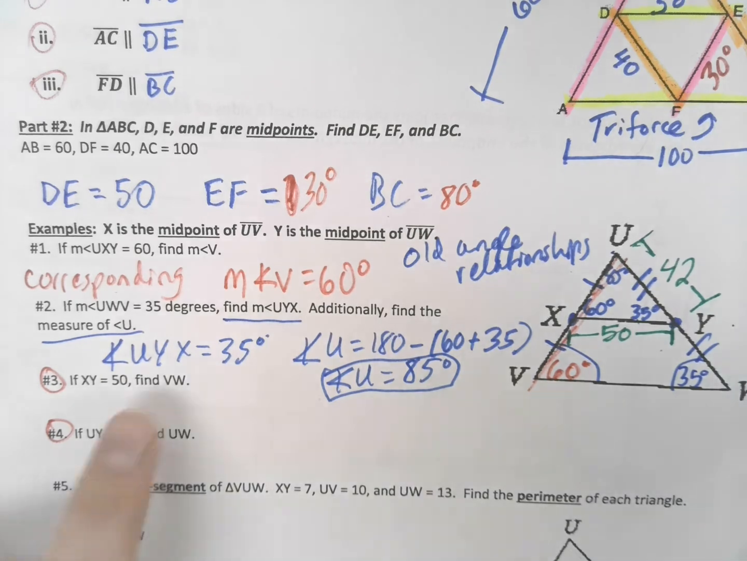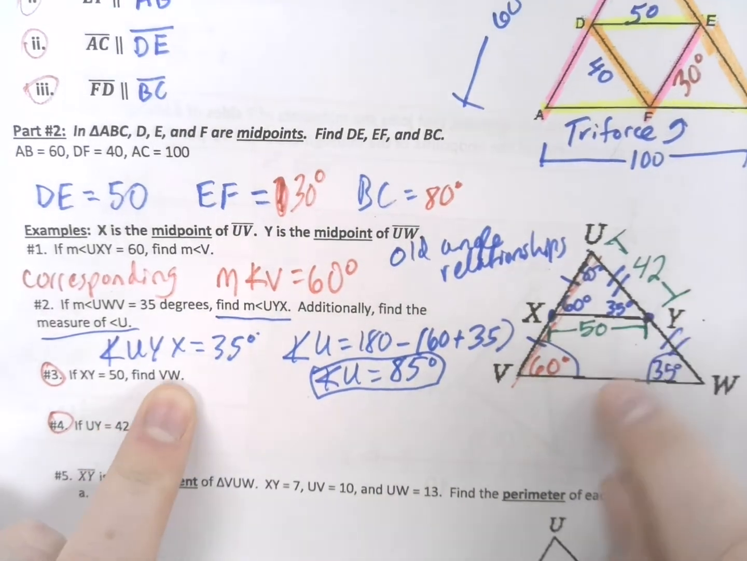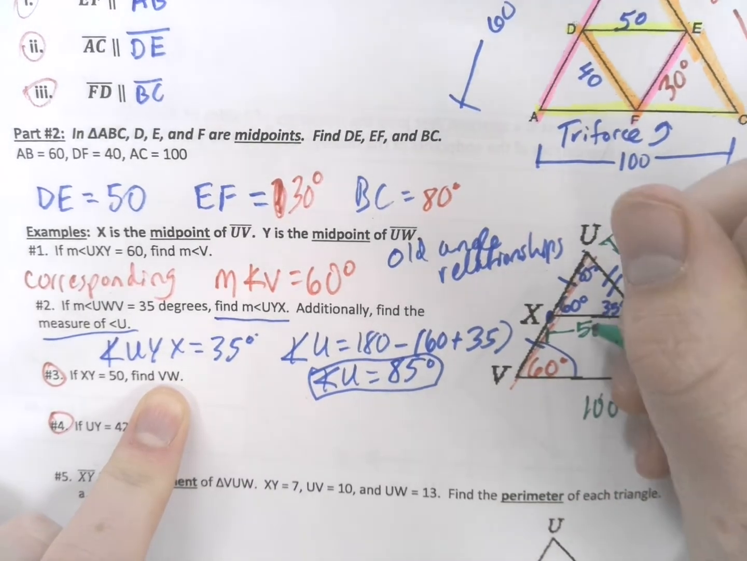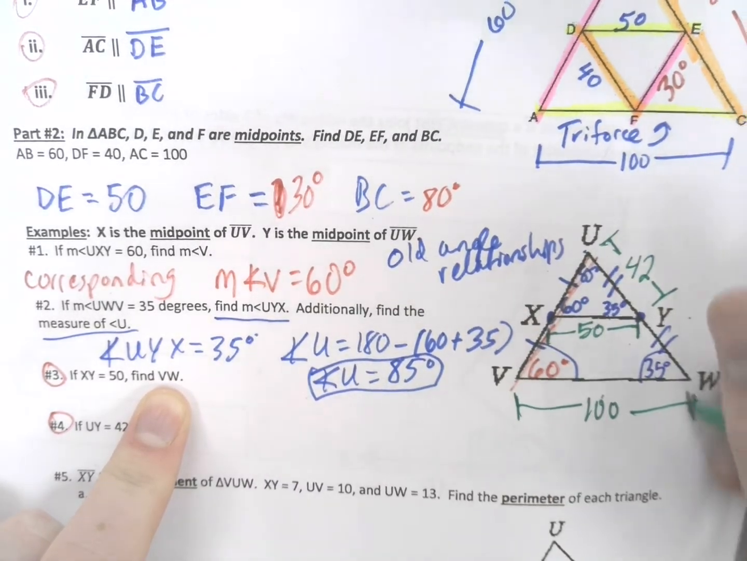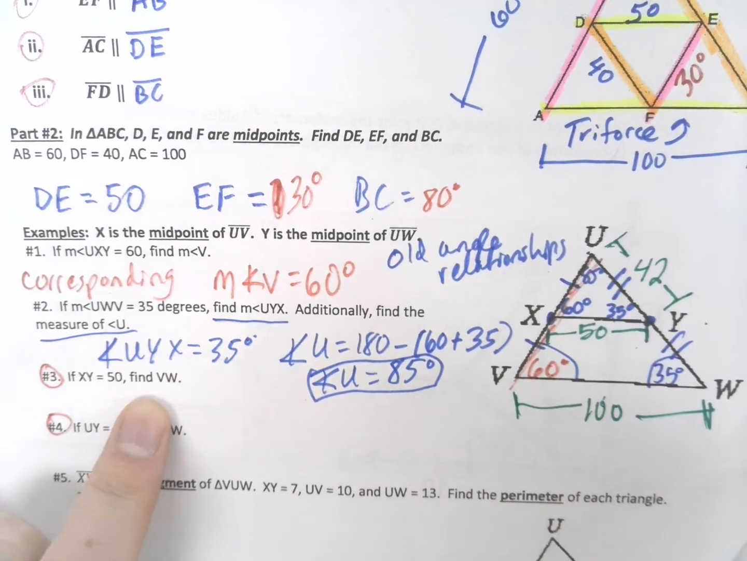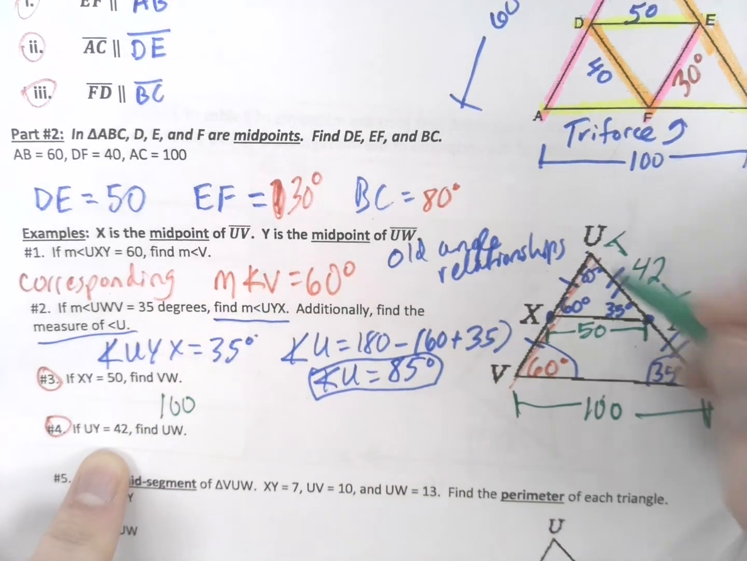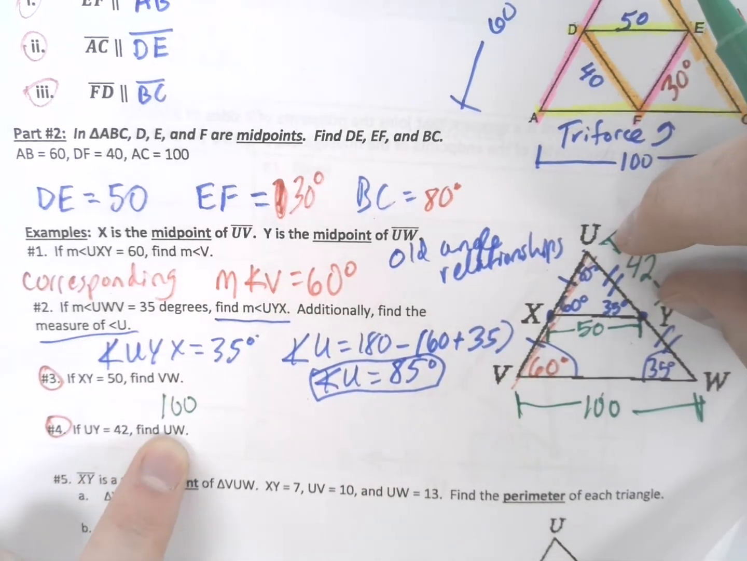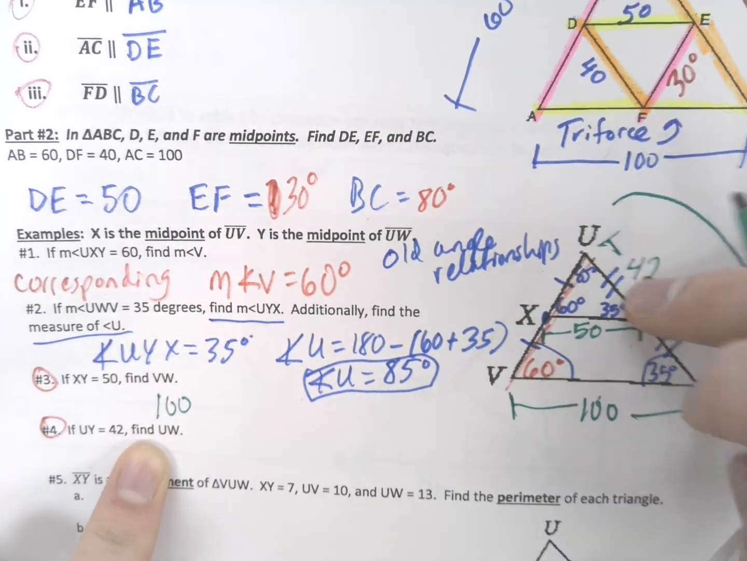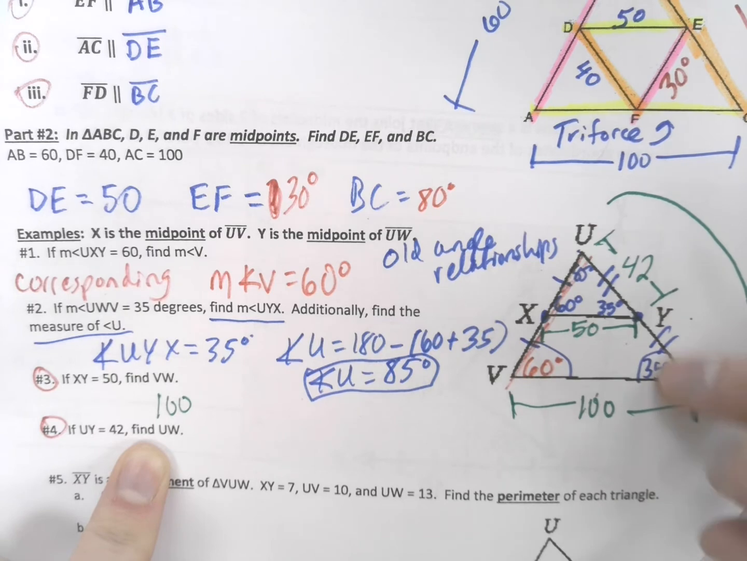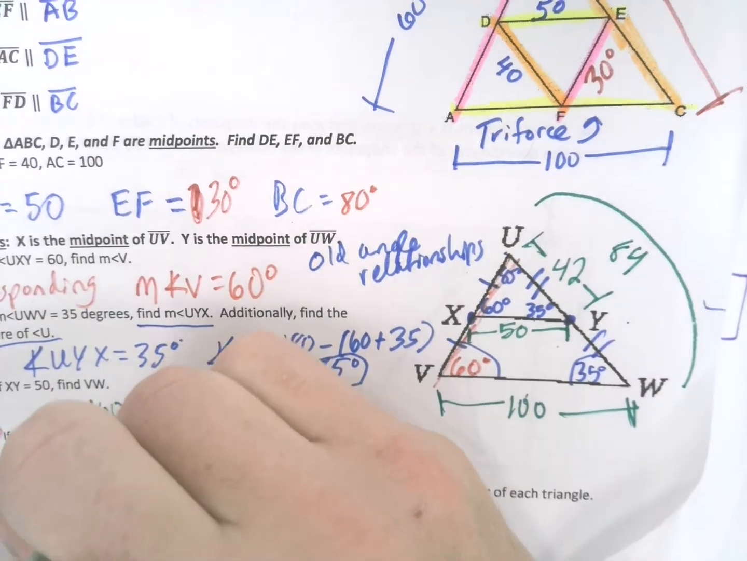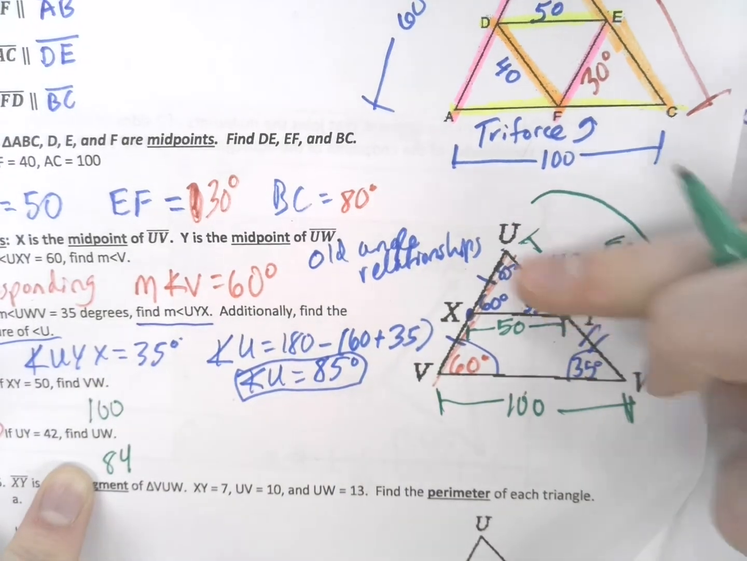All right, so XY is 50. If we're trying to find VW, that's its parallel larger side. It's going to be twice as big as that mid segment. So that'll be 100 if that's 50. And then UY is this half. So if we want to find the whole piece, UW, that's just going to be double, since this is a half of the segment and this is half the segment, double it. Should be 84 for UW for the whole piece.